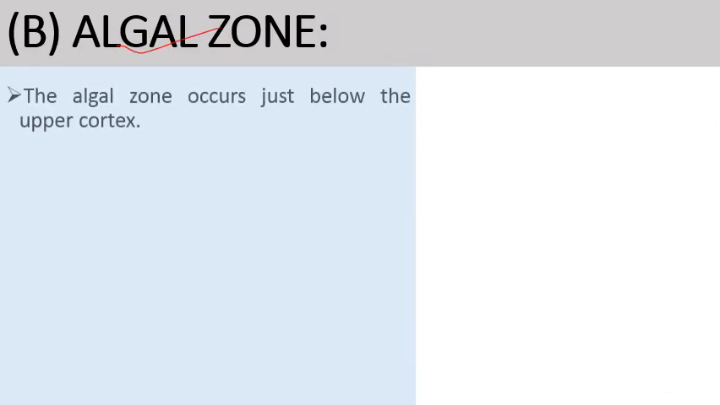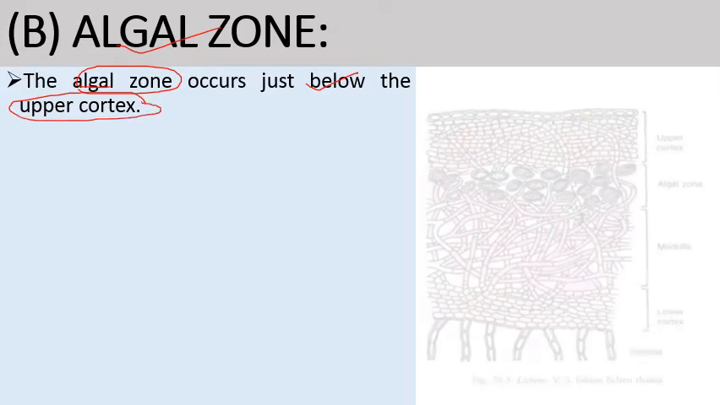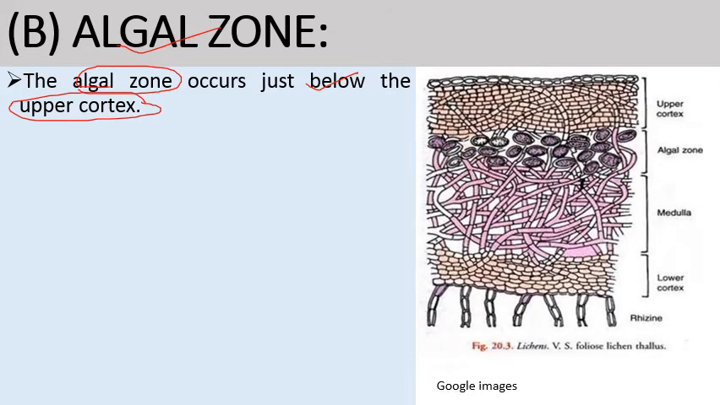The next layer is the algal zone. So the algal cells are restricted to this zone only, and it is present just below the upper cortex. Below the upper cortex is the algal zone. So in this picture we can see here this is the upper cortex and this zone is the algal zone. The algal cells are restricted to this zone only, that's why this is known as algal zone.